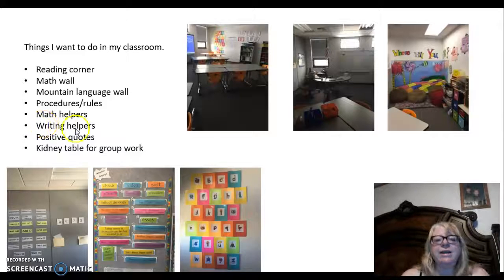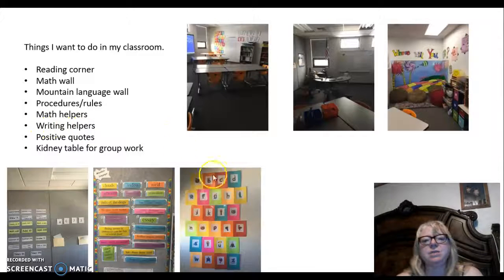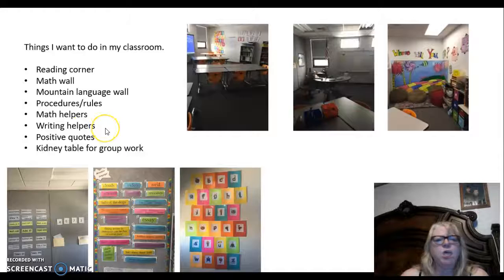You could have writing helpers, which I did not take pictures of, and I'm sorry. Writing helpers like what's a verb, what's a noun, things to help you remember complete sentences. Remember your punctuation. A lot of kids forget the punctuation. So it's nice to have those kinds of things up on your wall.